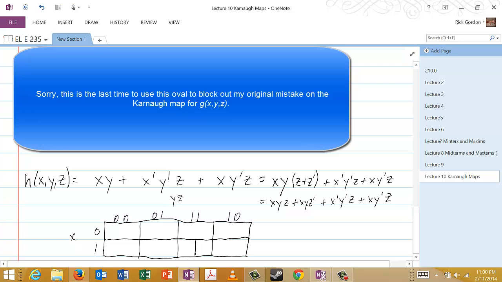Let's look now at the second term. In fact, I really strongly encourage you to turn off the video for a moment and try to fill in the rest of the Karnaugh map for this function. Then resume. Okay, I hope that you found out that for the second term, we go to the 1, 1, 0 cell, which will be here. X is 1, y is 1, z is 0. So 1, 1, 0 here.